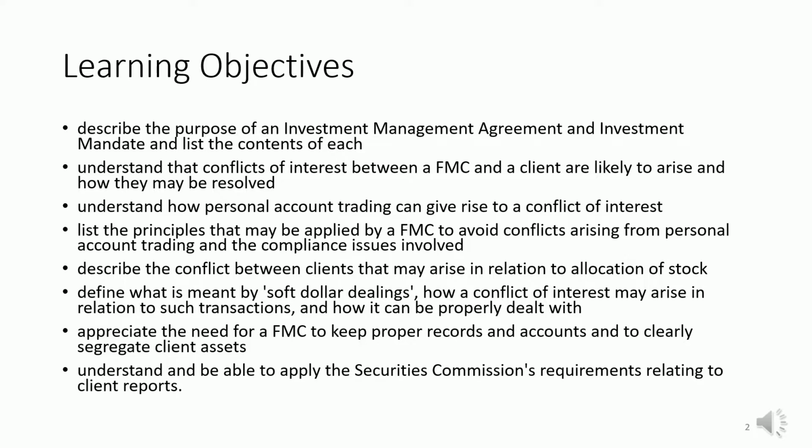List the principles that may be applied by a FMC to avoid conflicts arising from personal account trading and the compliance issues involved. Describe the conflict between clients that may arise in relation to allocation of stock. Define what is meant by soft dollar dealings, how a conflict of interest may arise in relation to such transactions, and how it can be properly dealt with. Appreciate the need for a FMC to keep proper records and accounts and to clearly segregate client assets. Understand and be able to apply the Securities Commission's requirements relating to client reports.